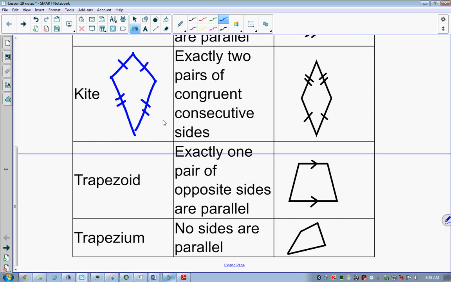So when we talk about kites in specific, we actually don't talk about trapeziums very much. All right, so in terms of needing to know that term for a test, probably not. Okay, we don't spend a lot of time there, but you do need to know kites, trapezoids, and parallelograms. I would say that between those, you probably need to know parallelograms the most.